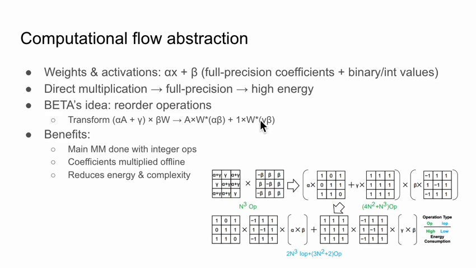BETA expands and reorders, so now we can see A multiplied by W. This is an integer multiplication instead of a full precision multiplication. Only a few small precision multiplies remain. This reduces energy by tens or hundreds of times while keeping accuracy high, making BETA efficient for edge devices. If we look at the complexity, this is reduced from n cubed to n squared.